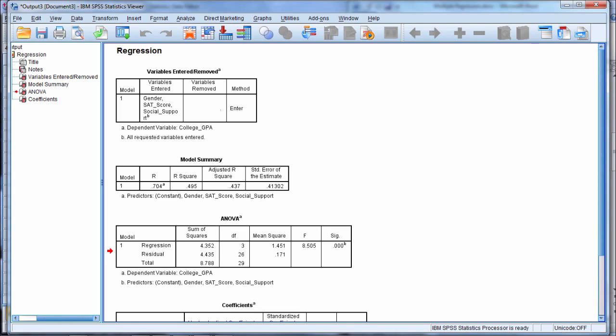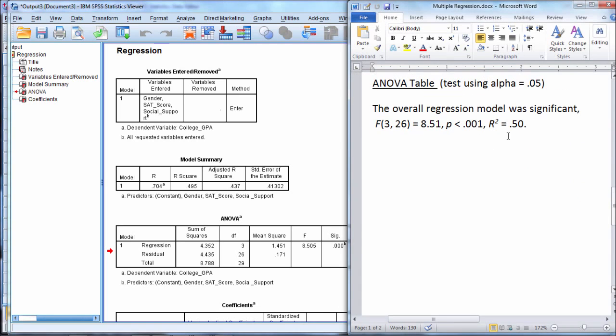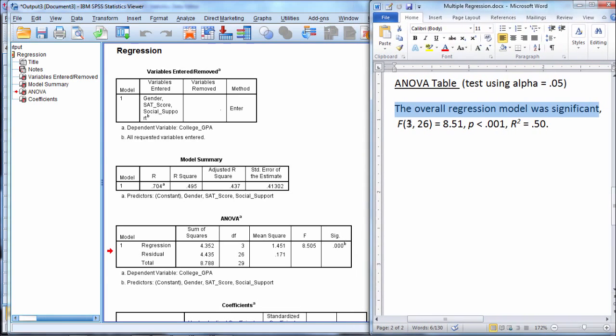You'll often see this written up in research reports or journal articles as the following. The overall regression model was significant. And then here we have F, 3, and 26, which you can see right here under DF for regression and residual, respectively. Then we have an F value of 8.51, which you see here reported under F, and I rounded it to 2 decimal places. And then p is less than 0.001, since we see SPSS rounded down here to 0.000. And then I also put the r squared here at the end.